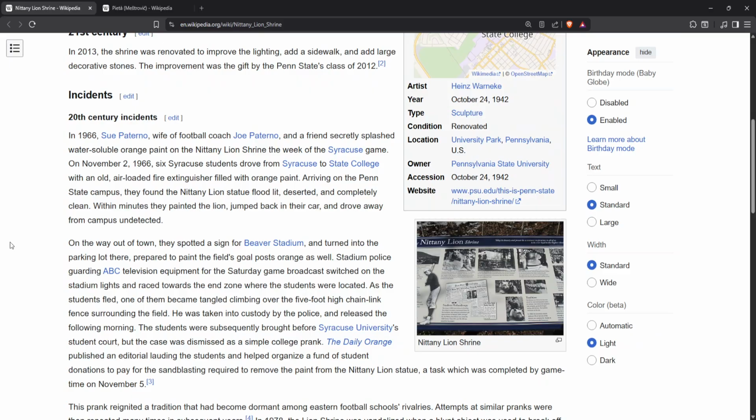Broadcast switched on the stadium lights and raced towards the end zone where the students were located. As the students fled, one of them became entangled, climbing over the 5-foot-high chain link fence surrounding the field. He was taken into custody by the police and released the following morning.